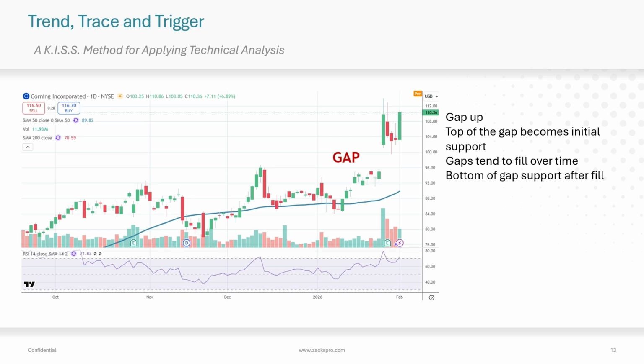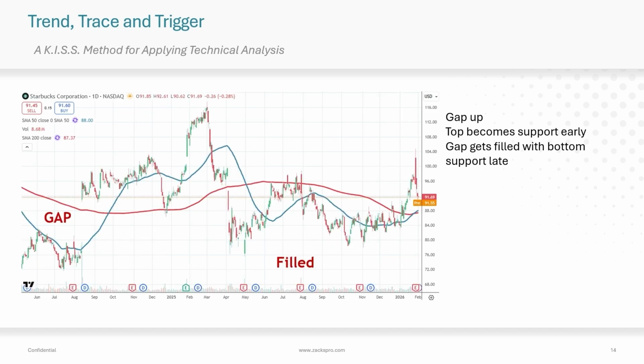And gaps get filled often in a stock chart. It doesn't happen right away, but over time, it's amazing how often those gaps get filled. So here's an example, sort of a long-term example of a gap getting filled. You got the Starbucks gap up in fall 2024. Nice rally up. That first pullback into September tested the top of that gap, which was support.